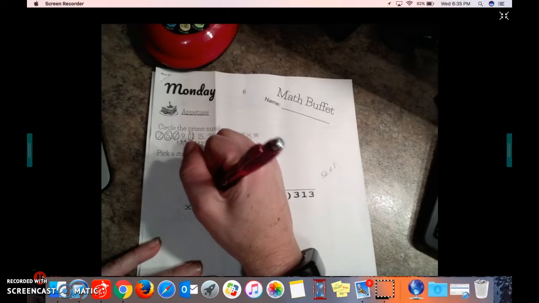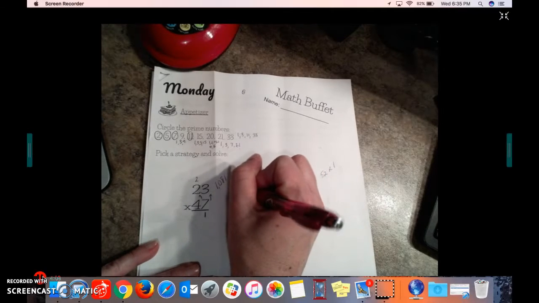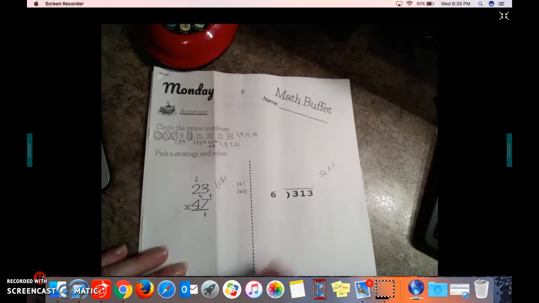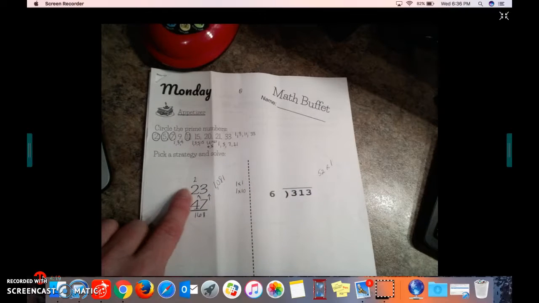My next step is going to be across. So I'm going to multiply the 1s times the 10s. So 7 times 2 is 14. I'm going to add what I regrouped. So 14 plus 2 more is 16. The whole 16 goes down because there are no more neighbors.